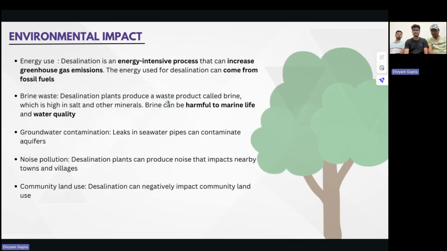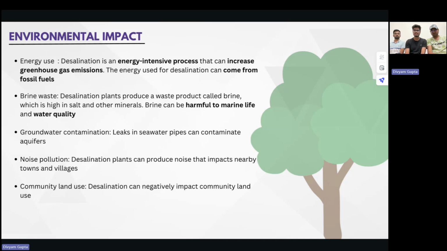Okay, so the next thing we deal with is environmental impact, that is, how this process of desalination will impact the environment. First is the energy use. Because desalination is a highly energy intensive process, it uses the heating process. For heating, the fuel will come from the burning of fossil fuels, and it will release some greenhouse gases which will go into our atmosphere and lead to the greenhouse effect.